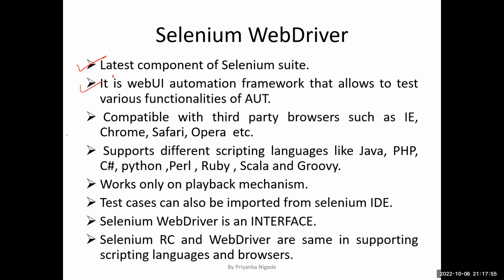Remember, it is compatible with all the third-party browsers. Basically, you can automate an application through Internet Explorer, Chrome, Safari, Opera, any browser. Whatever browser support you have on your system, you can automate. It supports different programming languages, obviously: Java, PHP, C#, Python, Perl, Ruby, Scala, Groovy. But Selenium is actually implemented in Java, and that is the reason we are learning Java programming here.